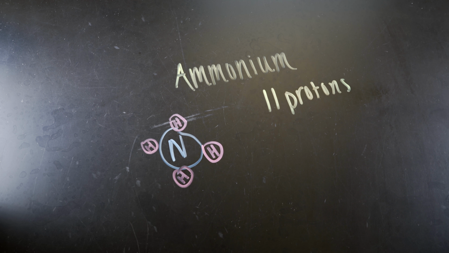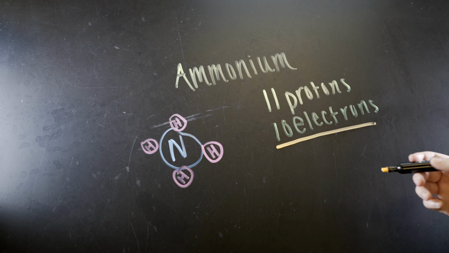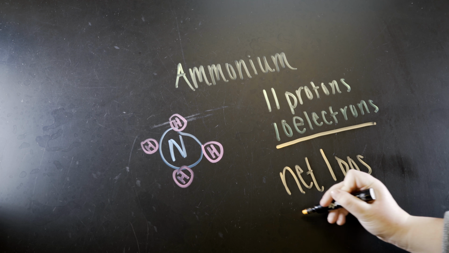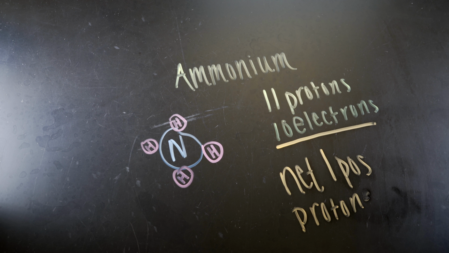Next, you count the number of protons and electrons. Ammonium has 11 protons and 10 electrons, so this means it has a net 1 positive charge. To show this, draw brackets around it.